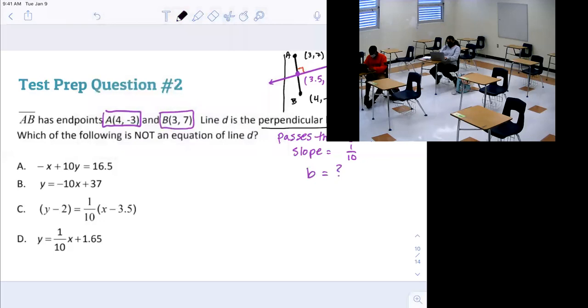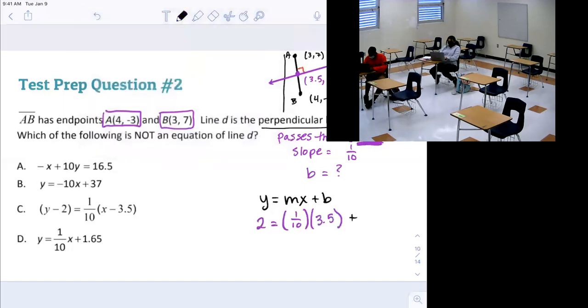All right. I've got to plug it into my formula. But now I have everything else I need, because now I have a point I can plug in. I have my slope, which I can plug in, and then I can find my final answer. So what do I plug in for y now? Good, 2, because now I'm looking at this point. So I'm going to plug in 2 for y. My slope is 1/10. My x is 3.5. And all I'm left with is b.